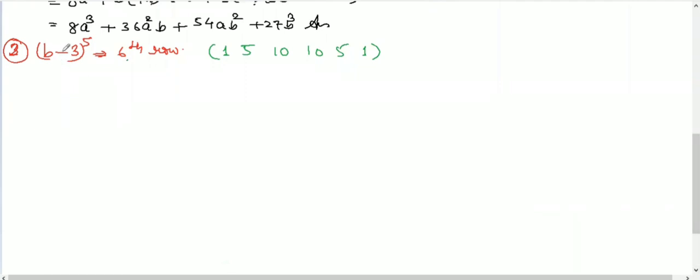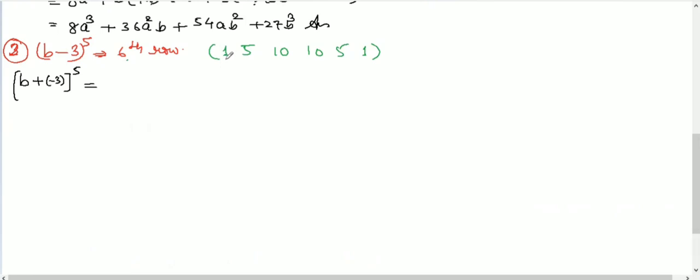You can see here there is a minus sign in between, so be careful with the minus sign. Change it this way: b plus minus 3, keep it in the bracket, and then whole to the power 5. And now we will use Pascal's triangle to expand this expression.